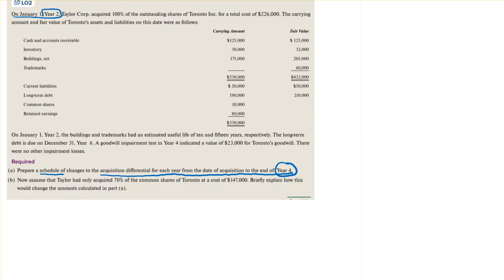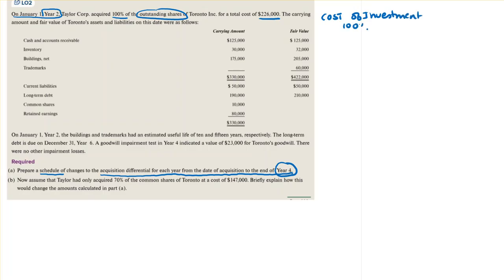So before we prepare a schedule, we wanted to know what we did. What we did is we bought 100% of their outstanding shares of Toronto. The total cost that we paid is 226, so that's the cost of the investment. So I'm just going to do it on this side maybe. So we have a cost of investment. At this point we don't need to worry about it.